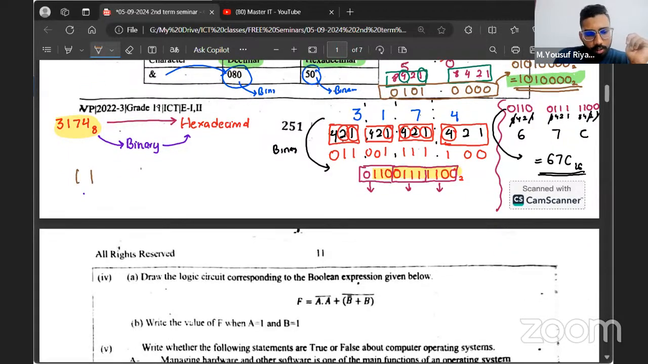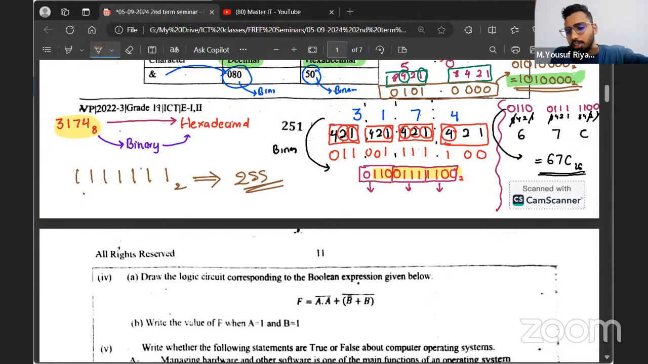1, 2, 3, 4, 5, 6, 7. What is the value of this in decimal? 1, 2, 3, 4, 5, 6, 7. 64, 128. 255. So the largest number you can represent is 255.